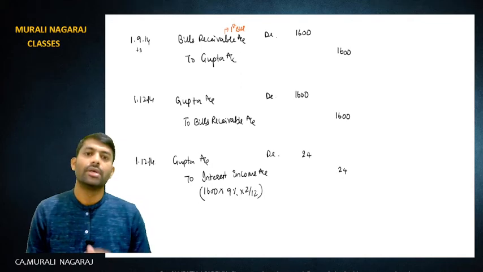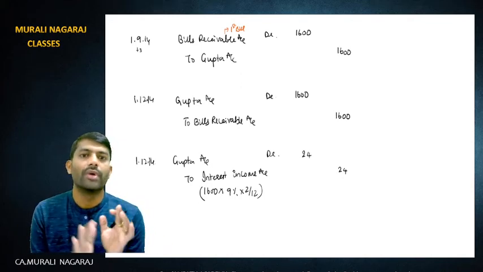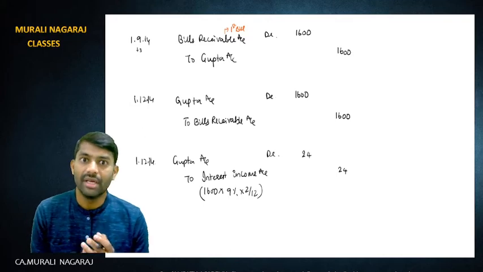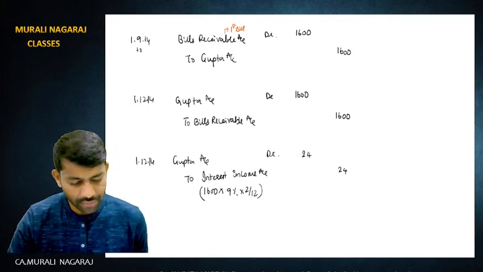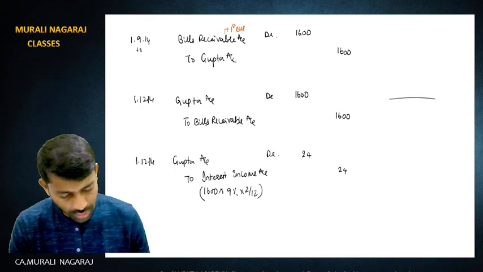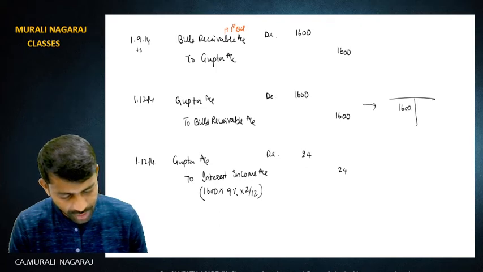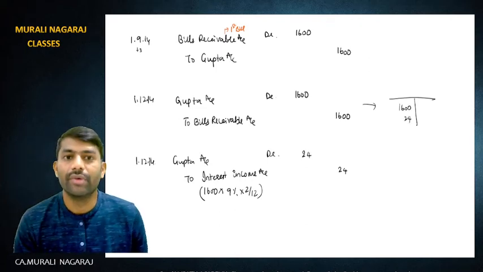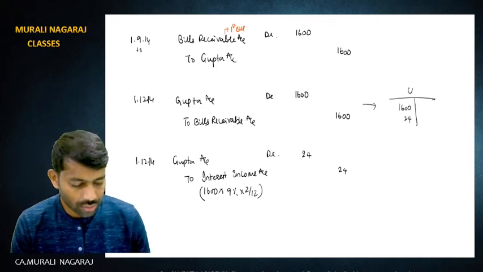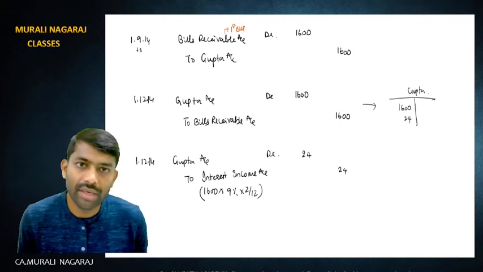For 2 months, for the entire 1600, he agreed to renew for 2 months, provided you pay interest immediately in cash. So this 24 rupees we have to receive in cash immediately. Now look at how much is in the Gupta account. This 1600 rupees I have redebited plus 24 rupees interest receivable we have debited. Now this Gupta account we are supposed to close by giving a new bill.